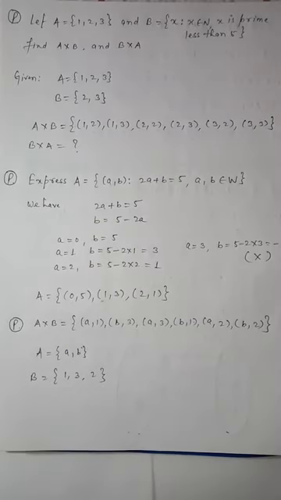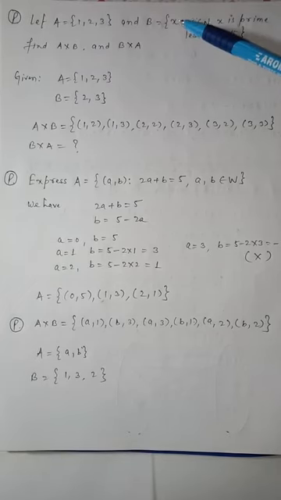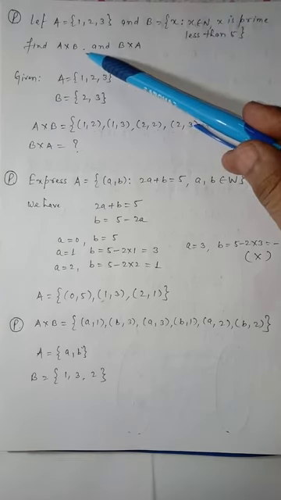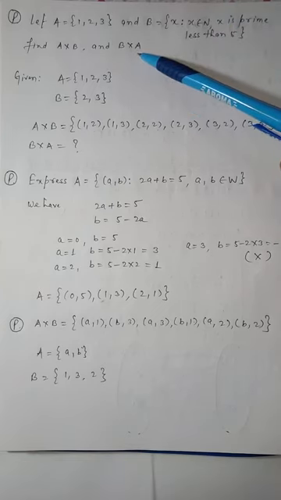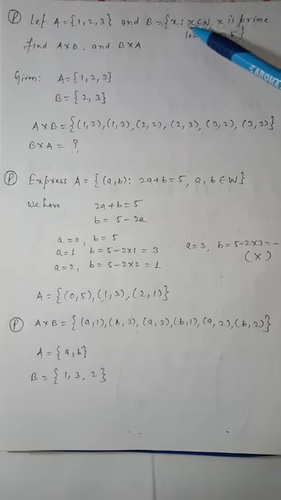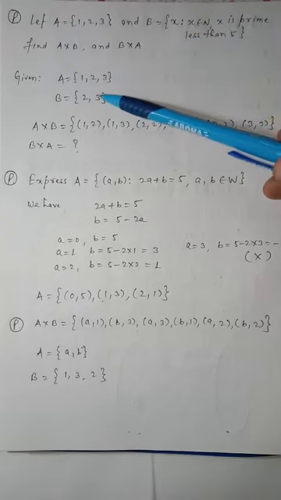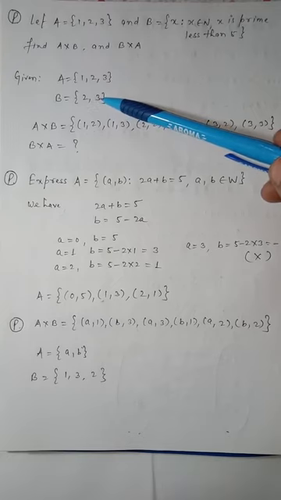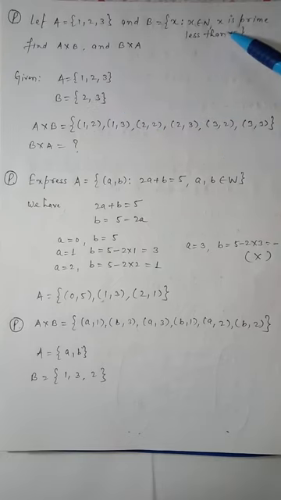Take this small problem. Let set A be {1, 2, 3} and set B is written in set builder form: {x such that x belongs to natural, x is prime less than 5}. You have to find A cross B and B cross A. So the first step is to write set B in roster form. Set A is already {1, 2, 3}. So what will be set B? {2, 3}, because first you write prime numbers less than 5.